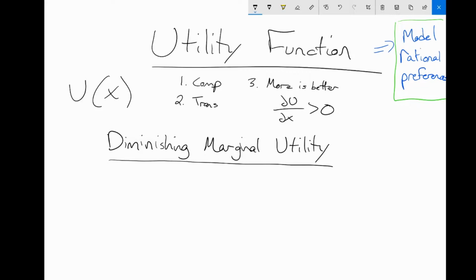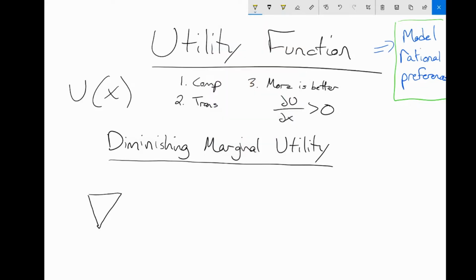Imagine that you're hungry, very hungry. I offered you a slice of pizza. And let's assume away any dietary restrictions. Let's say that you like pizza. So I offer you a first slice of pizza.